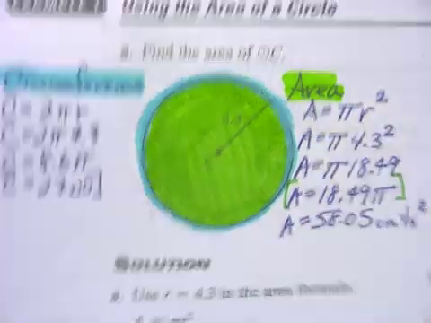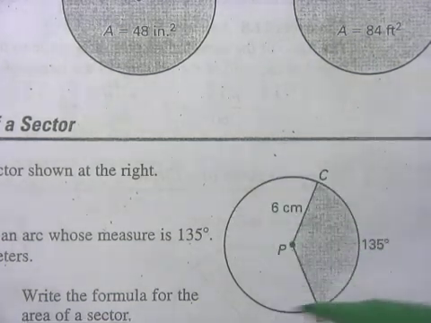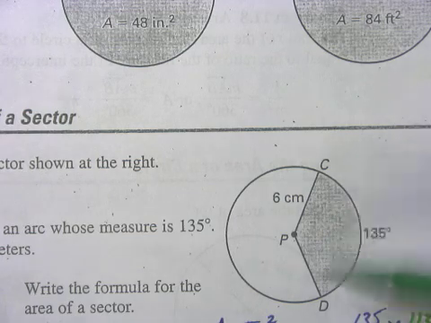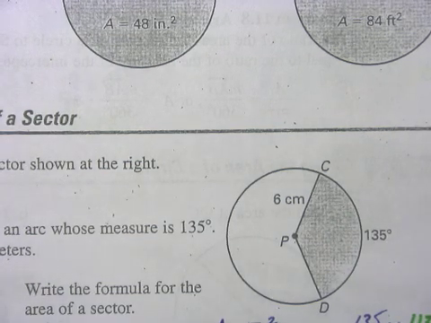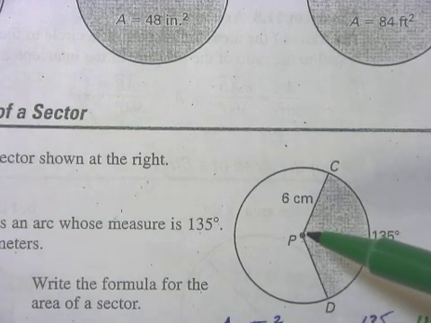Well, if an area of a circle is the entire space inside of it, then the sector of a circle would be just a part of all the space inside of it. So a sector is defined as a portion of the area. That's how I would define a sector of a circle.